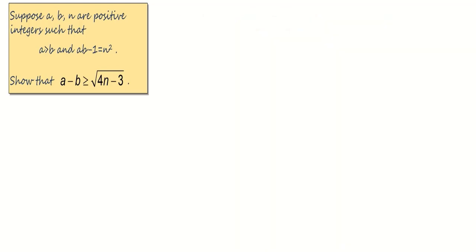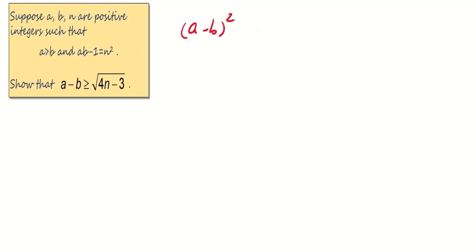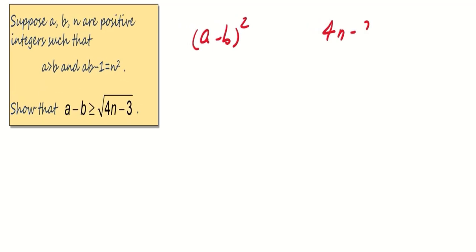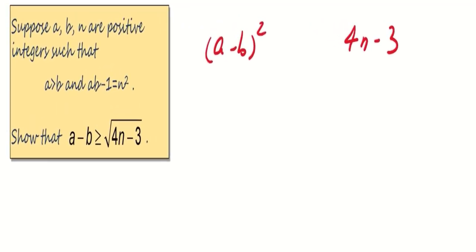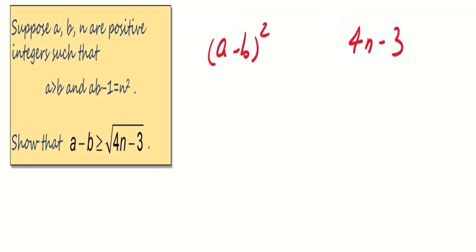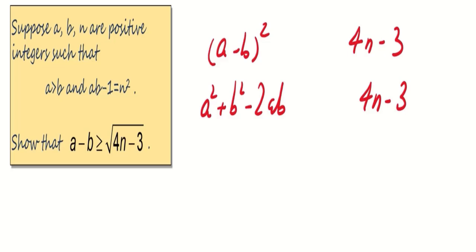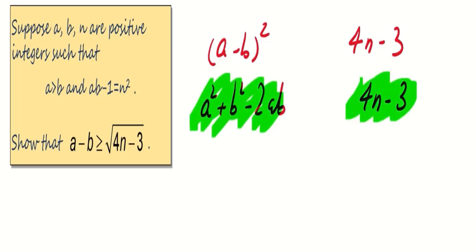So for myself, my first try is to square both sides and see a comparison. I'm hoping to say that a minus b squared is greater than or equal to 4n minus 3. But when I squared it, I have a squared plus b squared minus 2ab, and this is 4n minus 3. But I still can't see what is the relation between these two expressions. After some trial and error, I finally figured out a way to go about it.